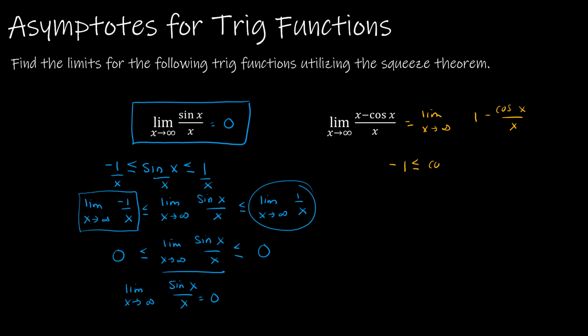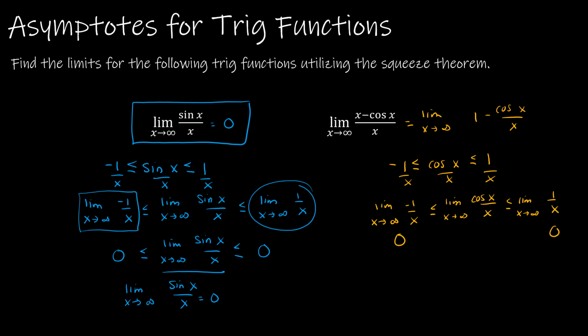-1 is less than or equal to cosine of x is less than or equal to 1. Take everything divided by x, and I get the limit as x approaches infinity of -1 over x is less than or equal to the limit as x approaches infinity of cosine of x divided by x is less than or equal to the limit as x approaches infinity of 1 over x, which both of those turn out to be 0, and therefore this limit is also 0. So what is my limit? 1 minus 0, or 1.